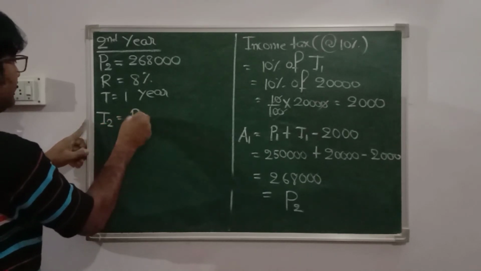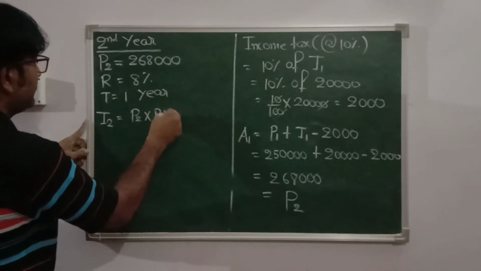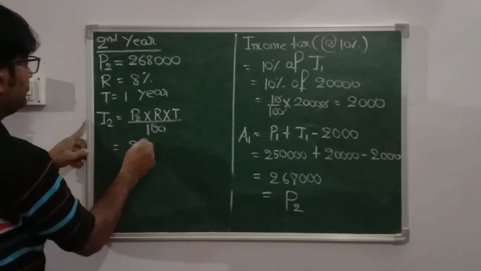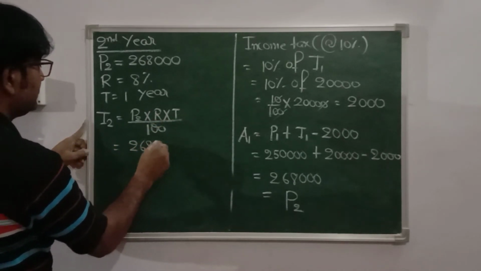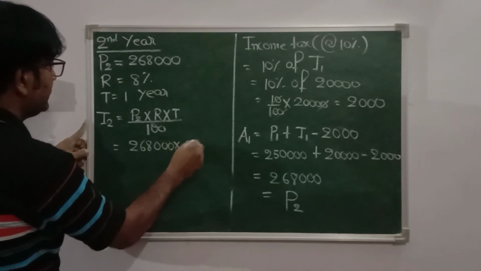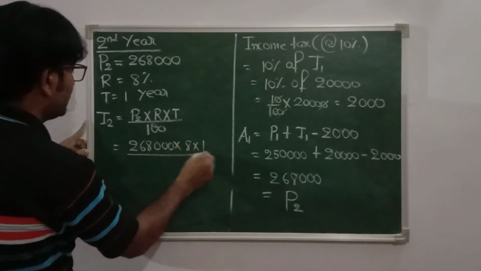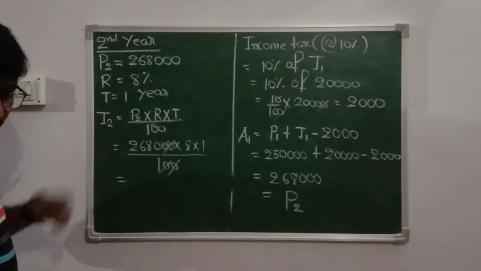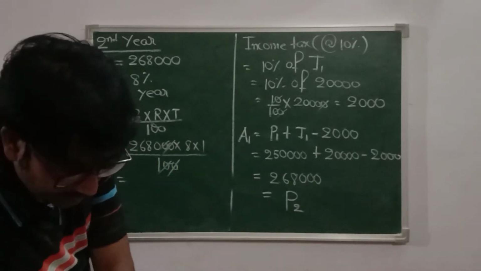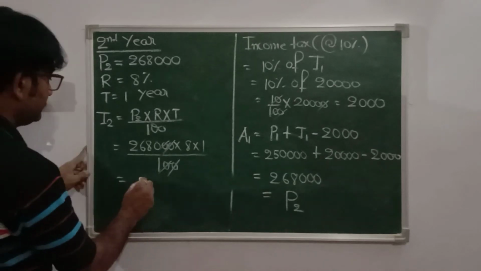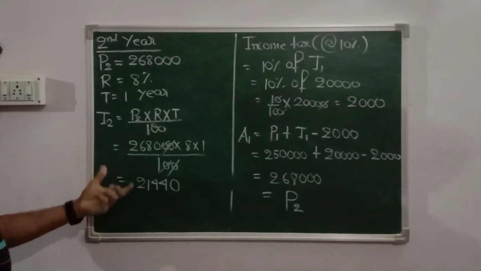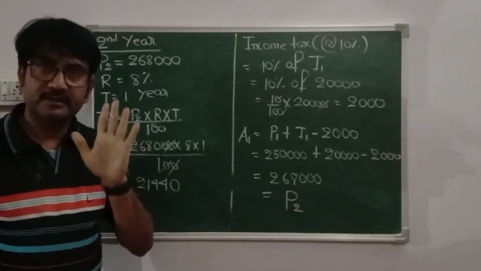I2 equals P into R into T by 100. So 268,000 into 8 into 1 by 100. So it is coming to 21440. So this is the interest for the second year.